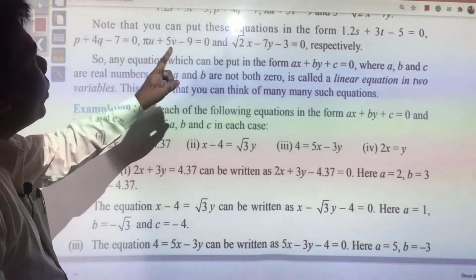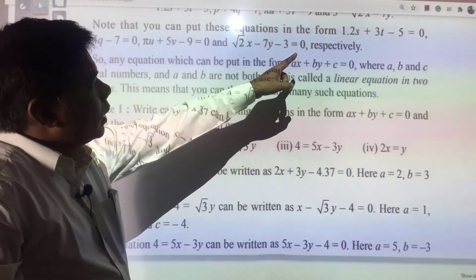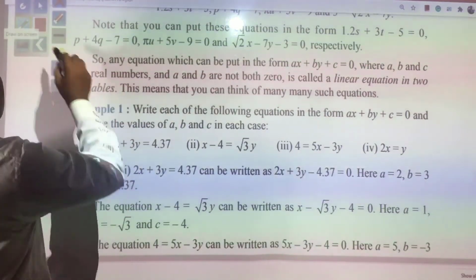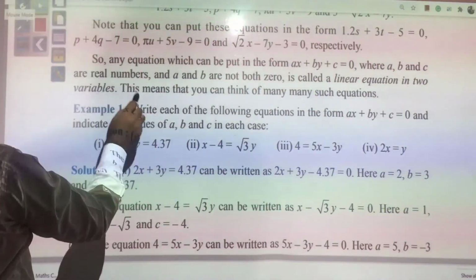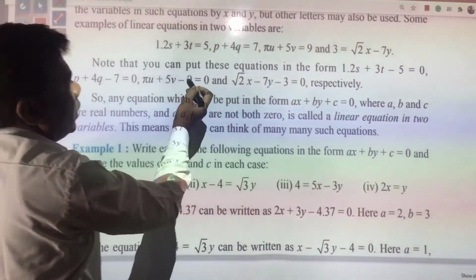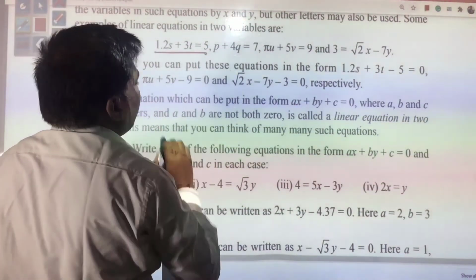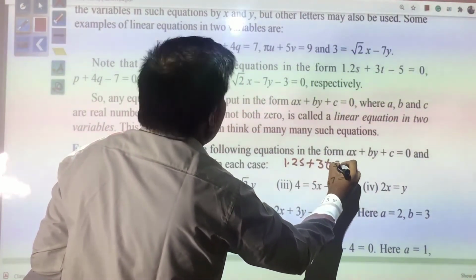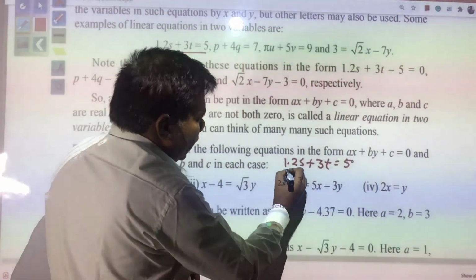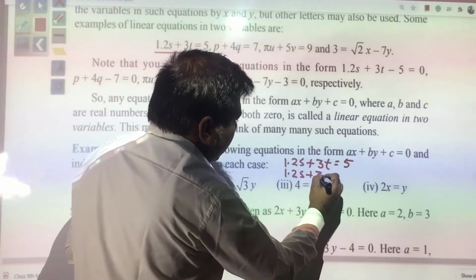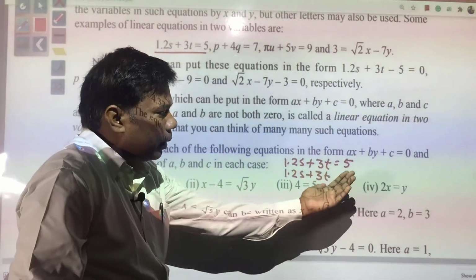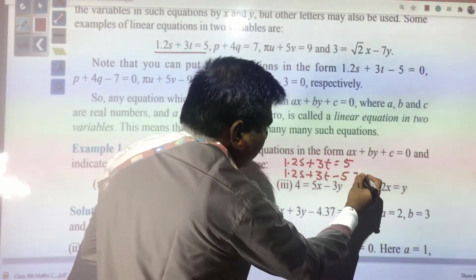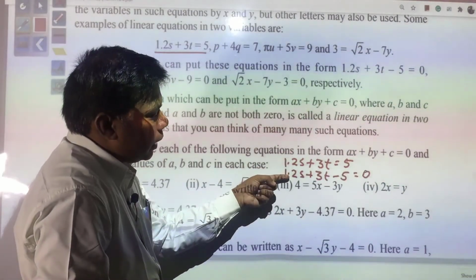Note that you can put these equations in the form 1.2s plus 3t minus 5 is equal to 0. Suppose you have the equation 1.2s plus 3t is equal to 5. This can be written as 1.2s plus 3t, and this 5 can be taken to the left side and the sign will change, minus 5 is equal to 0. So, this equation can be written in this way also.